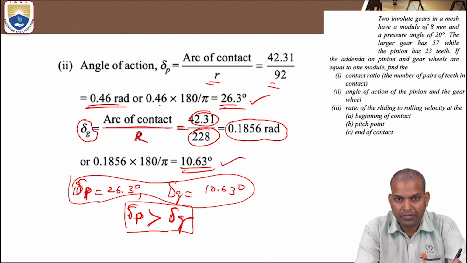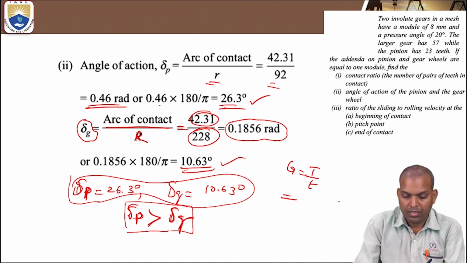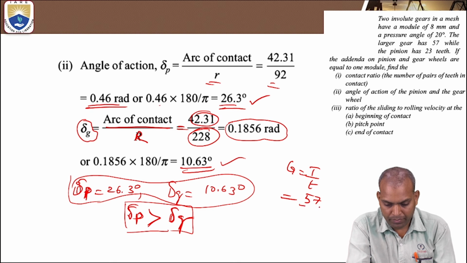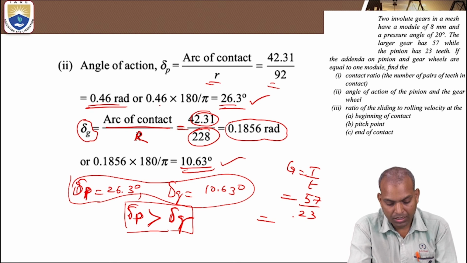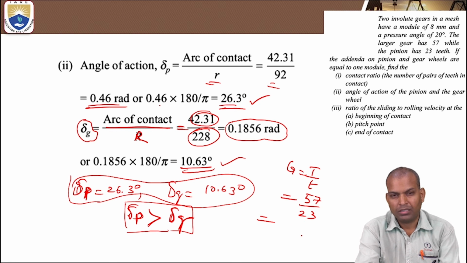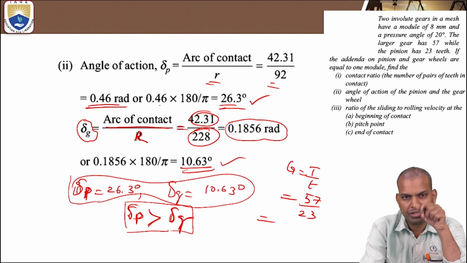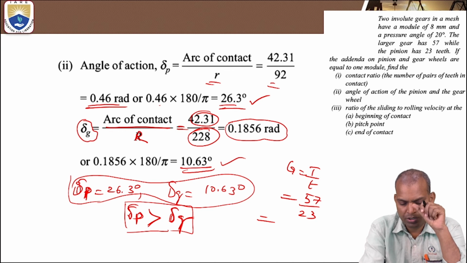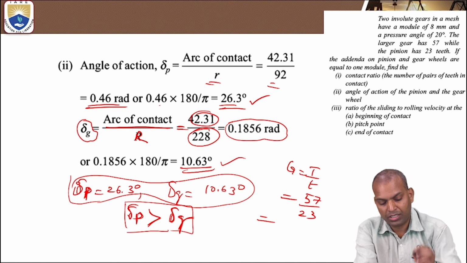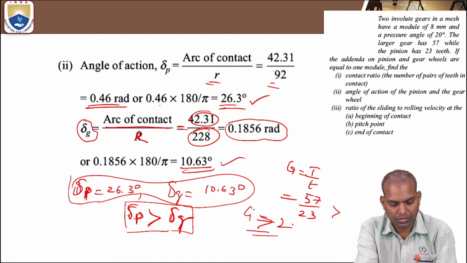That's why the pinion makes more revolutions in comparison to the gear, which depends upon the number of teeth. Here, the gear ratio G equals capital T by small t. What is capital T? That is 57 by 23. That means it is 2 times more. That means the pinion rotates more than 2 times for one single rotation of the larger gear wheel. So the gear takes 1 revolution, and the pinion takes more than 2 revolutions. That's why the gear ratio here is more than 2. G is greater than 2.